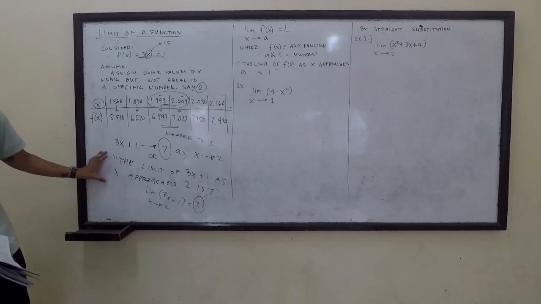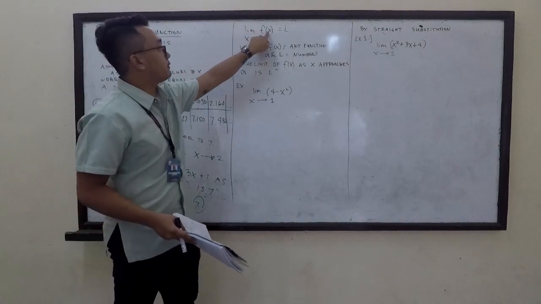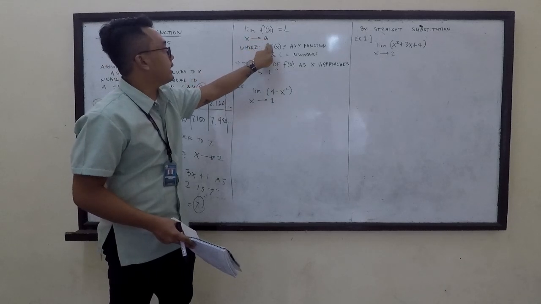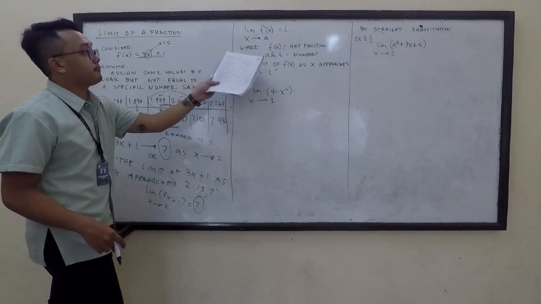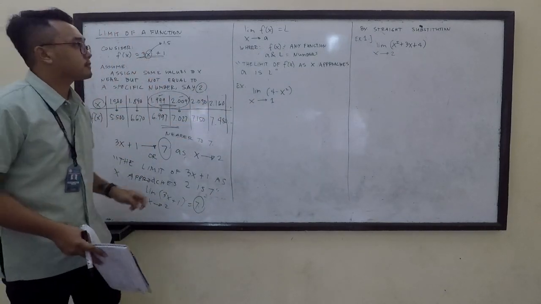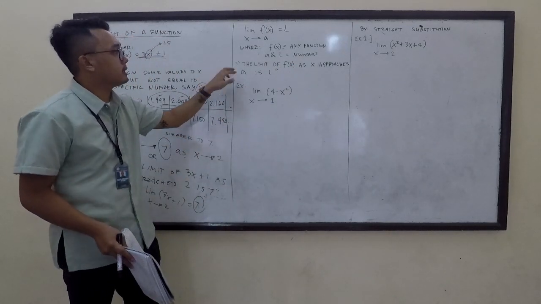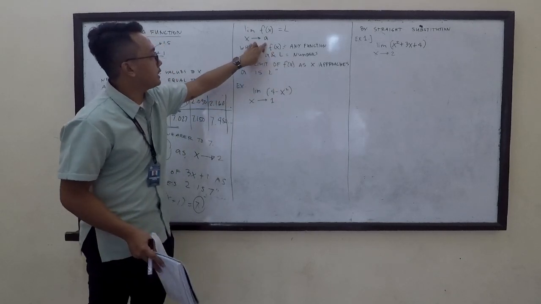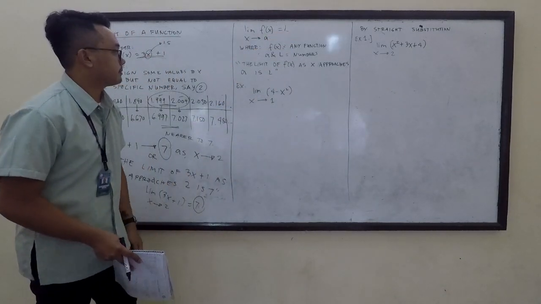Kani magbabasa ni is Adria. So the limit of f of x as x approaches a is equal to L, where f of x is any function, and a and L are numbers. Then babasa, the limit of f of x as x approaches a is L. So this is our answer, which is the limit.